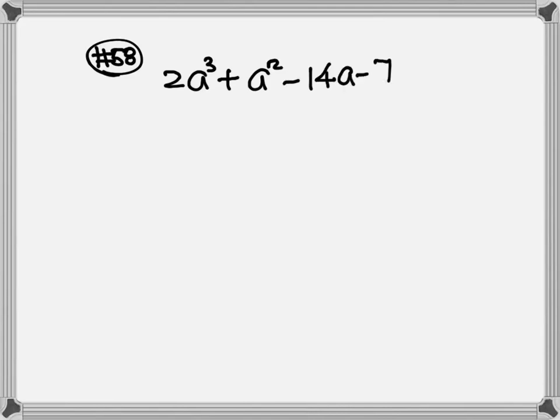Number 58. We have 2a to the third power plus a squared minus 14a minus 7. Let's do factor by grouping. Let's find the common factor for the first 2. Both have a, so it will be a squared. One is left over here. So a squared goes out. Inside the parentheses, we have 2a plus 1.